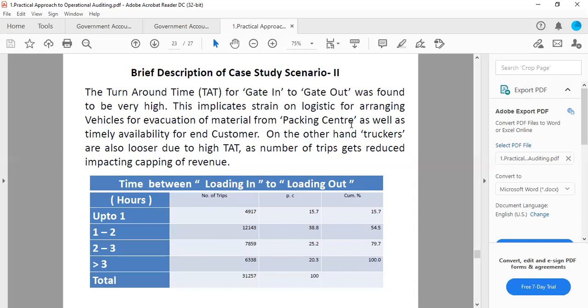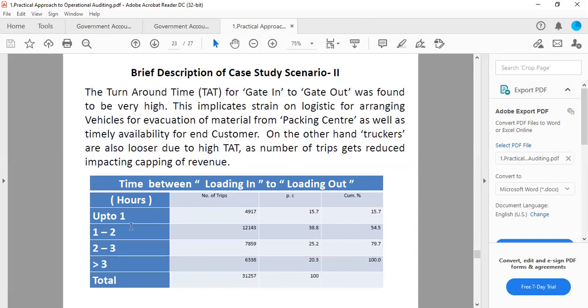This is the second case study or scenario in which the turnaround time for gate in to gate out was found to be very high, meaning the time it takes for one vehicle to get in the gates of the company and go out would be high, therefore straining the logistics for arranging vehicles for evacuation of material from the packing center as well as timely availability for the end customer. So from the company to the customer's end.